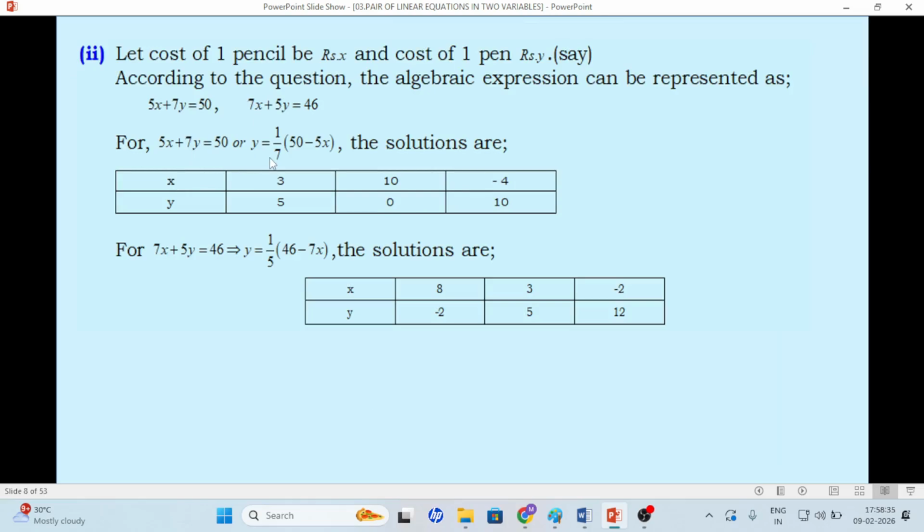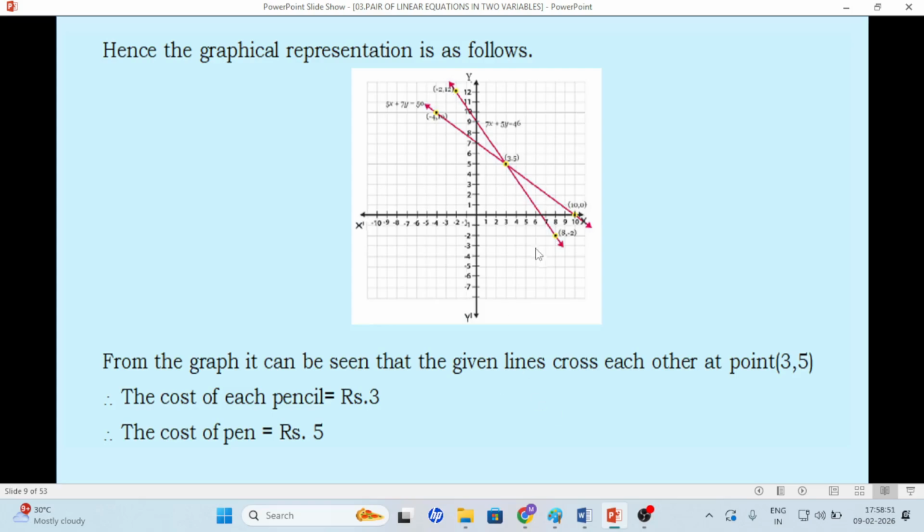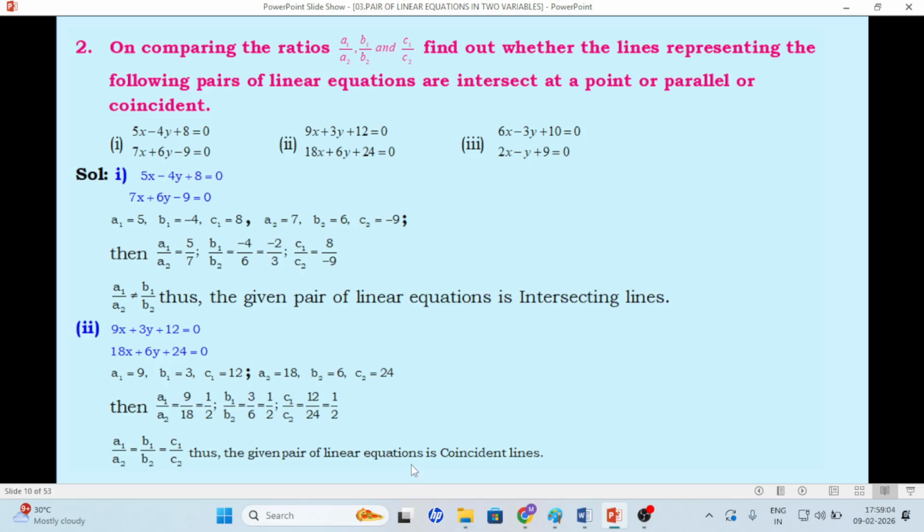From that we are going to solve for the y value in terms of x for both the lines. Then for the corresponding x values, we are going to find the y values also. So we have to locate these ordered pairs on the graph sheet. Then we can say these two lines are intersecting at (3, 5). Therefore, the cost of each pencil is 3 rupees, and the cost of each pen is 5 rupees.